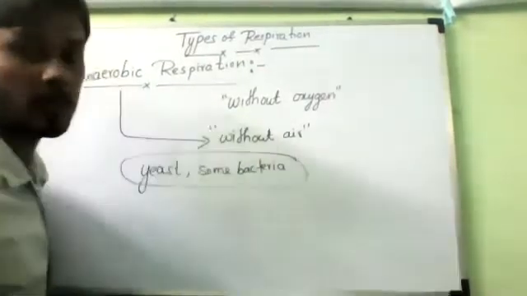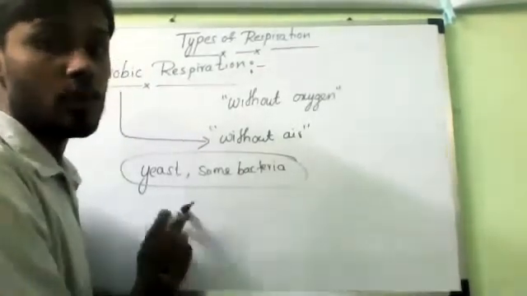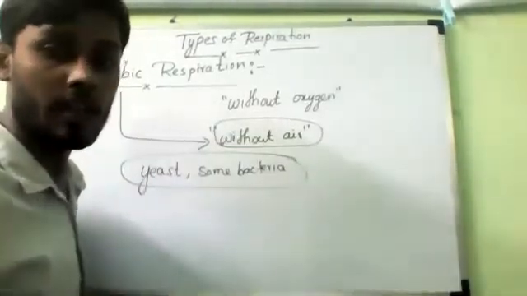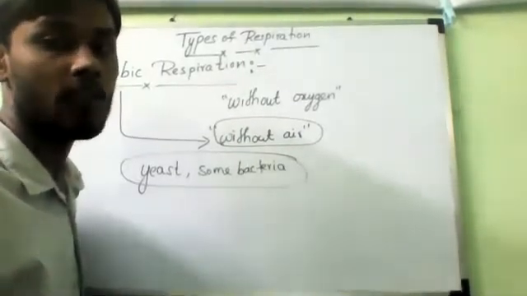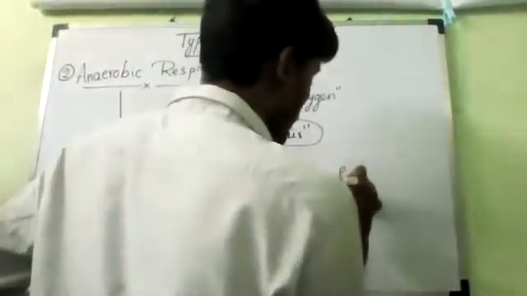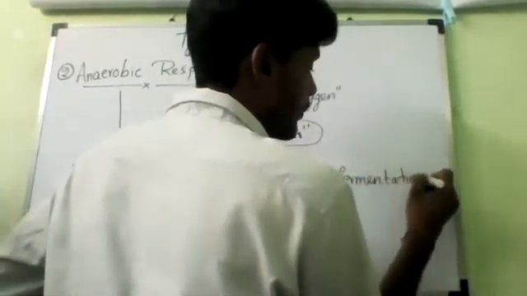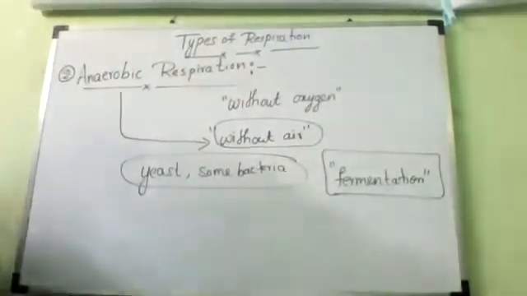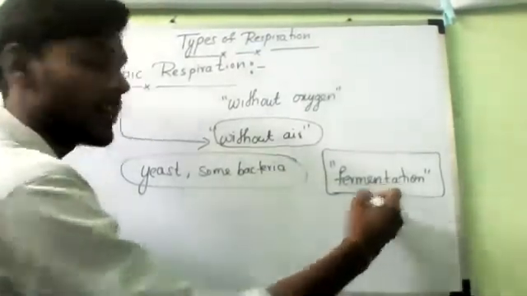So let us see how it takes place. Without oxygen, without air, they convert glucose into energy. This process takes place in the absence of oxygen. We can also call it fermentation, which we can use to prepare alcohols and so on. When organisms obtain energy by anaerobic respiration, we also call it fermentation.